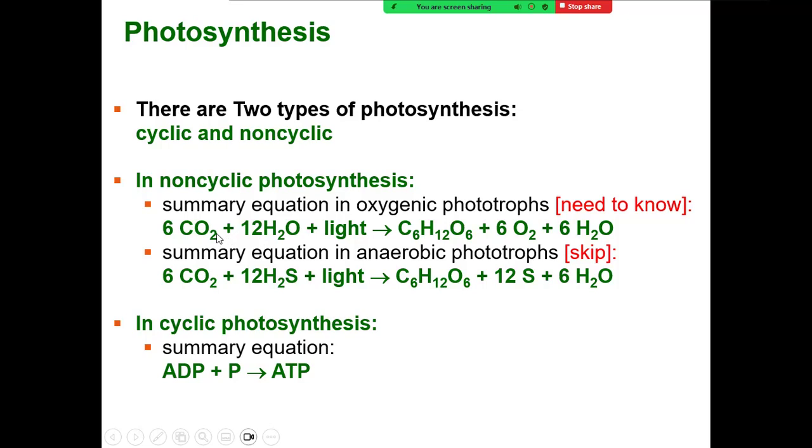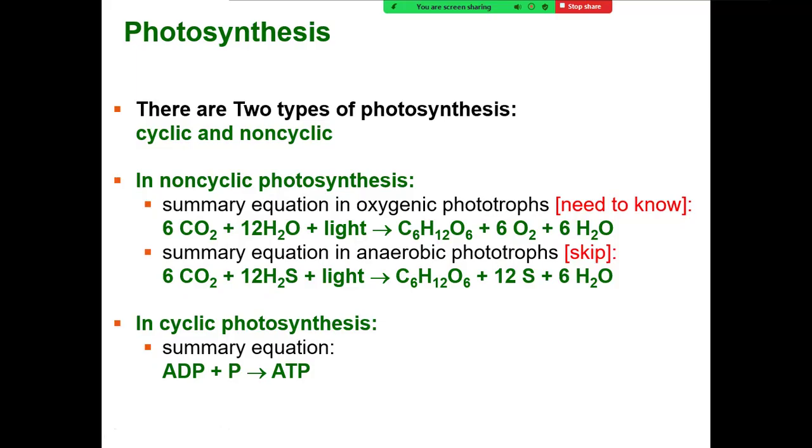All of the CO2 will be converted into glucose. There's another equation happening in anaerobic phototrophs. They do not make oxygen, they actually make sulfur. And you don't need to know this summary equation, but there are two non-cyclic photosynthesis reactions. And then there's a cyclic photosynthesis reaction.